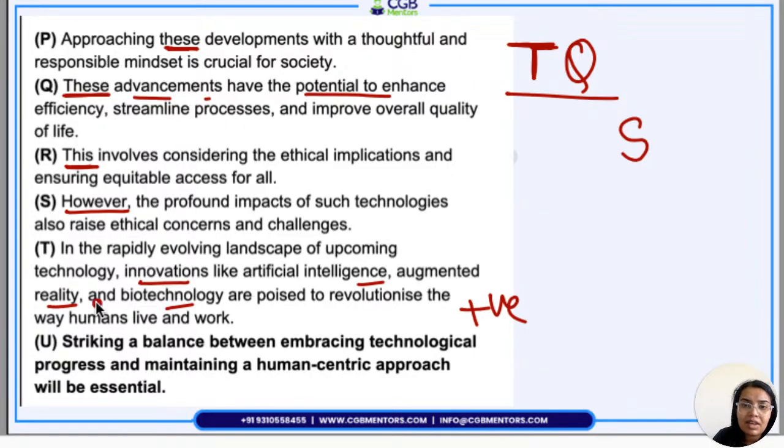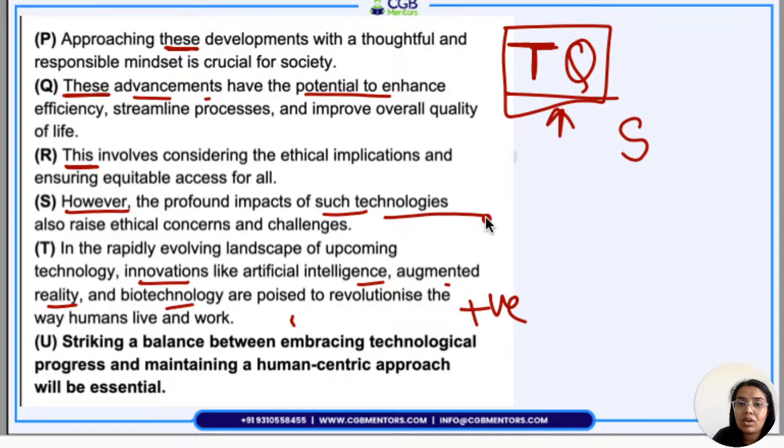These advancements, advancements कहाँ हैं? कहाँ लिखा हुआ एडवांसमेंट? ये लिखे हुए एडवांसमेंट. दिस इज अ पॉजिटिव सेंटेंस. पी पॉजिटिव है, ये साथ में आ गया, राइट? बाकी एस सेज however, the profound impacts of such technologies also raise concerns. इतना समझ में आ रहा है? नेगेटिव है. कैन यू अंडरस्टैंड दिस?